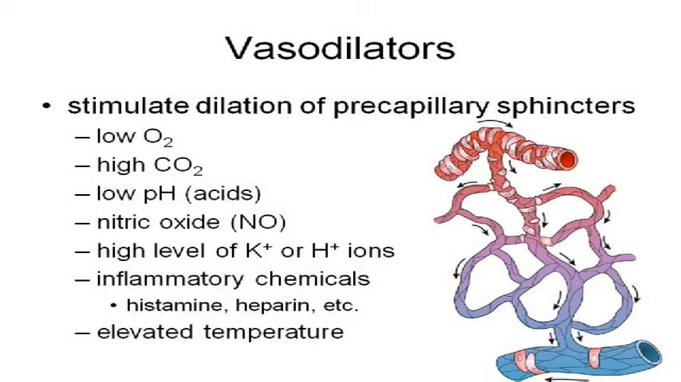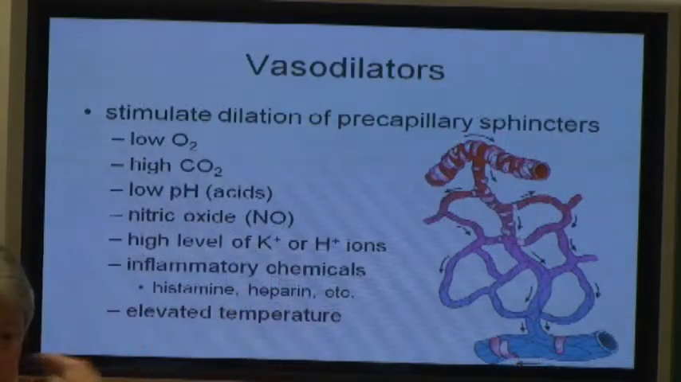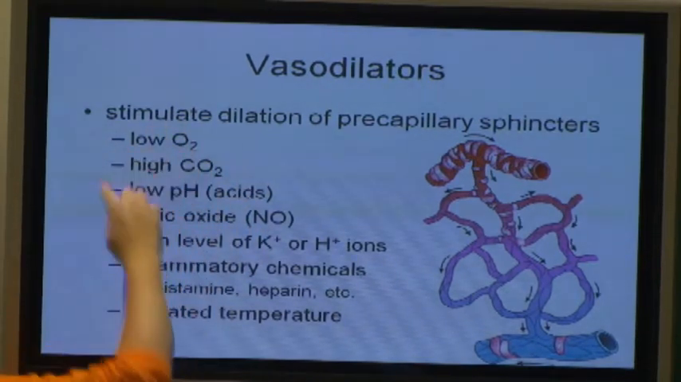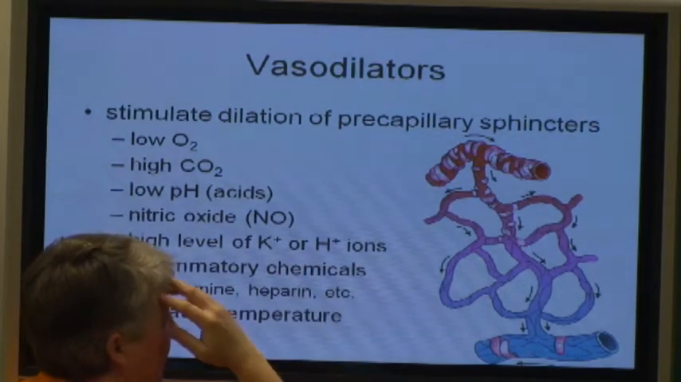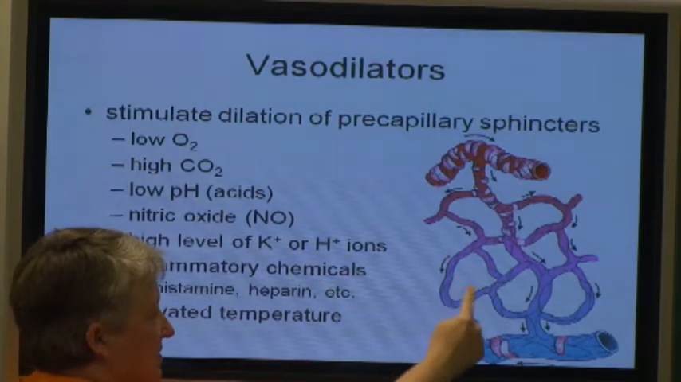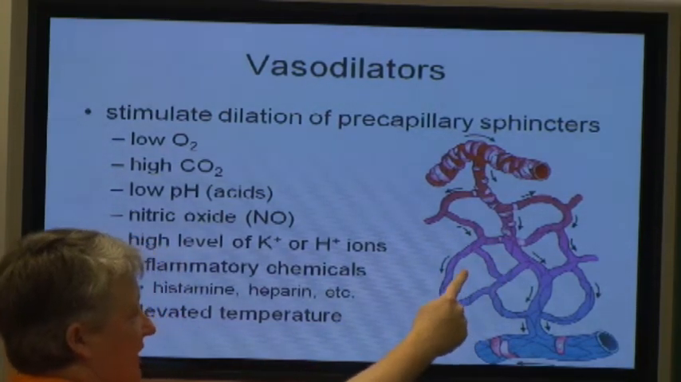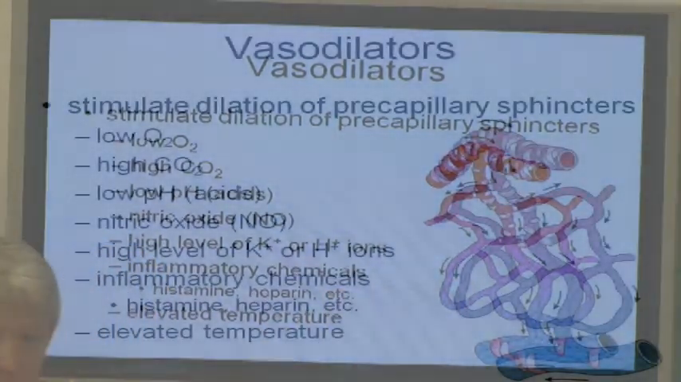And under these conditions, low O2, high CO2, low pH, any of this other stuff we'll talk about in a second, any of these can cause those precapillary sphincters to dilate. These three things usually come together. You usually have all three of these conditions at the same time. Anyways, when these precapillary sphincters relax, blood is delivered, and so the cells that are in here, the CO2 can be taken away and oxygen can be dropped off.